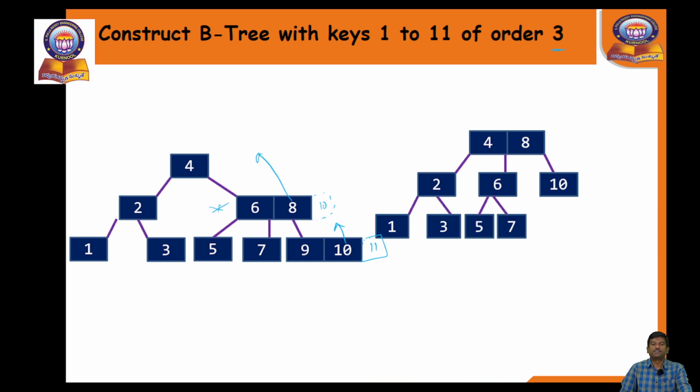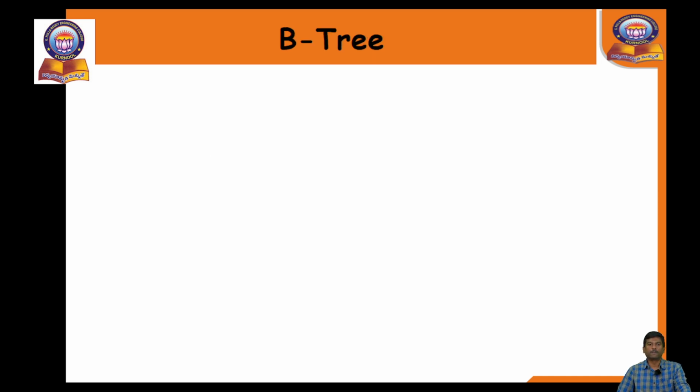And similarly 1, 3 is being placed as the children of the key 2. And similarly 6, 5, 7 are being placed as the children of the key 6. And similarly 9, 11 are being placed as the children of the key 10. This is how we can insert the nodes provided with the respective keys as well as the order.